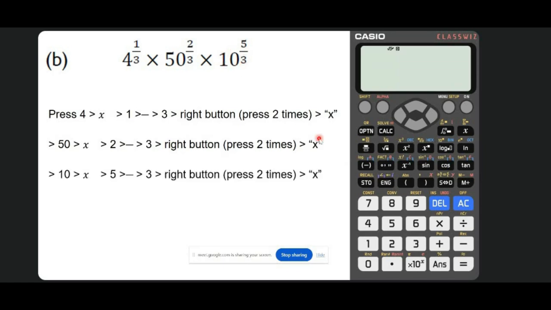Press 10, press the X box button, press 5, press the fraction button, press 3, right button 2 times. Then you can press equals. Okay, if you want to key in more, you can press more times again. If you only stop here, then you can just press the equal sign, the white color equal sign. You will get your answer 1000.